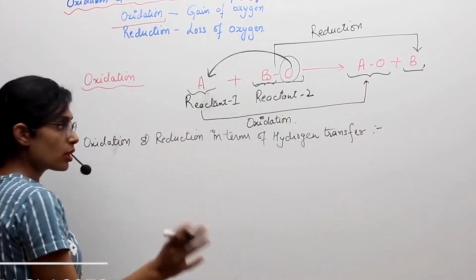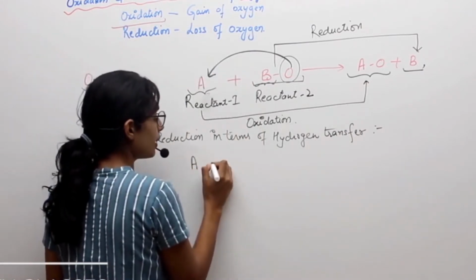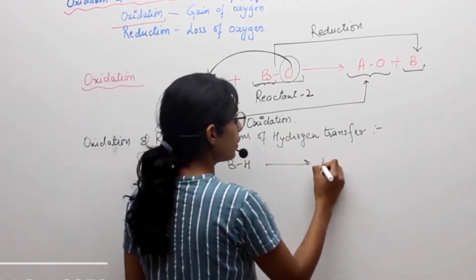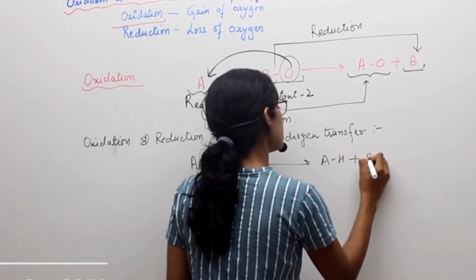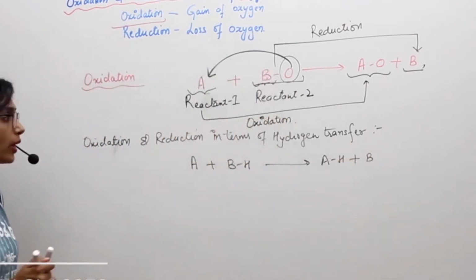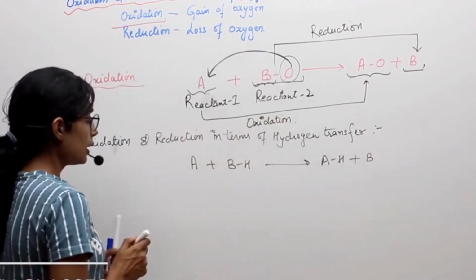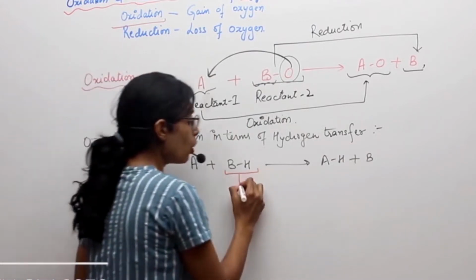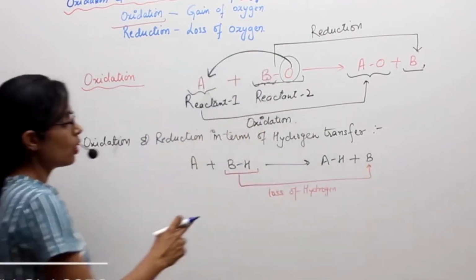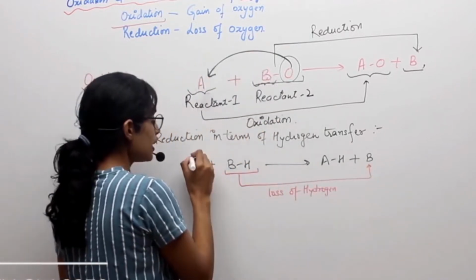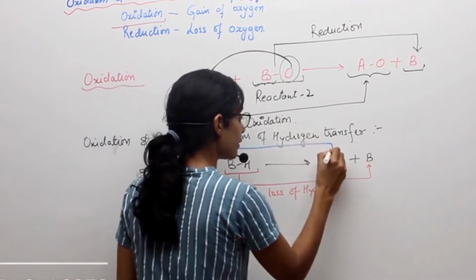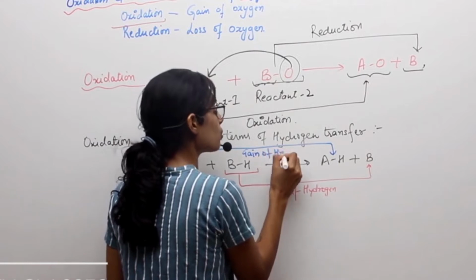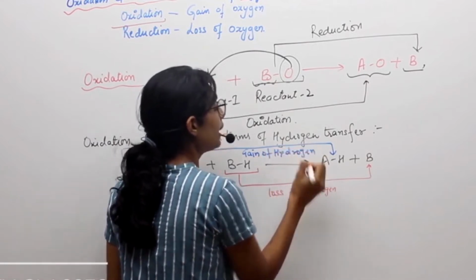I'll take a generic reaction again. Let's say I have A and BH, and it got converted into AH plus B due to any circumstances. Now what I can see is, what has happened? B had hydrogen in the reactant. Now in the product, loss of hydrogen has happened. Whereas if I talk about A, after the reaction, gain of hydrogen is happening in A.